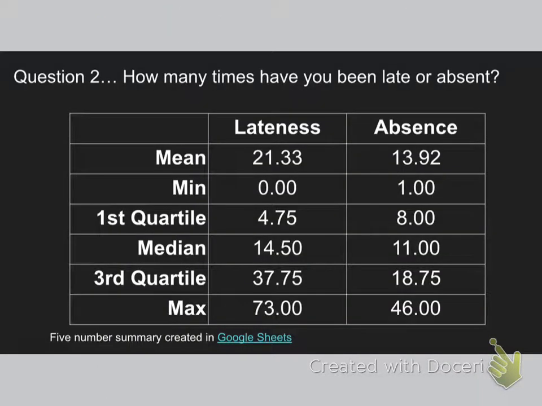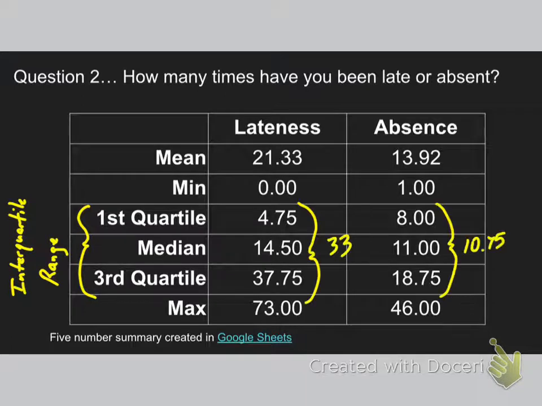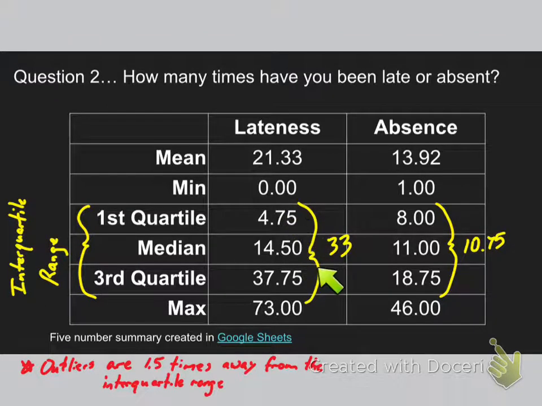Okay, so here's the data that we use to create those box plots. And this again is our interquartile range, and the interquartile range, that's the number I'm going to talk about a lot, is the distance between Q1 and Q3. So 50% of our data falls within this range here. So in this range here would be 33. How I got that is 37.75 minus 4.75. And the interquartile range for this one is 10.75. So it's just this distance, 18.75 to 8. What is that distance?